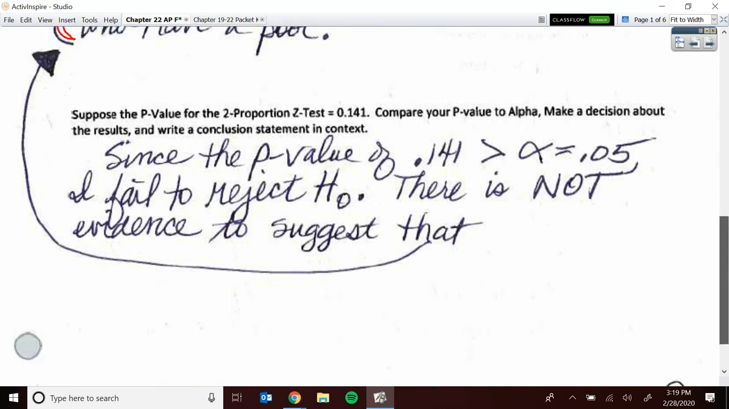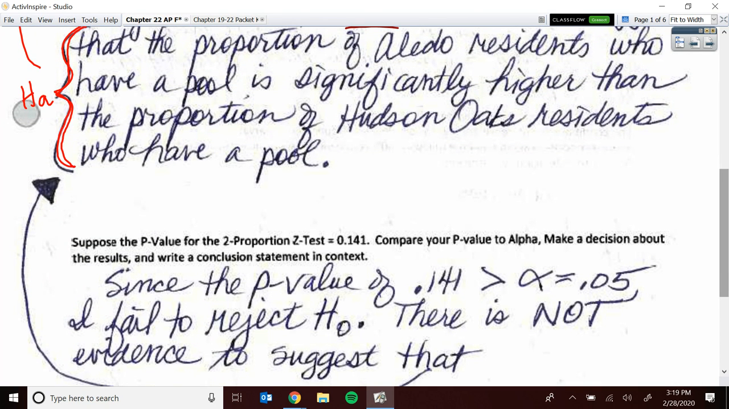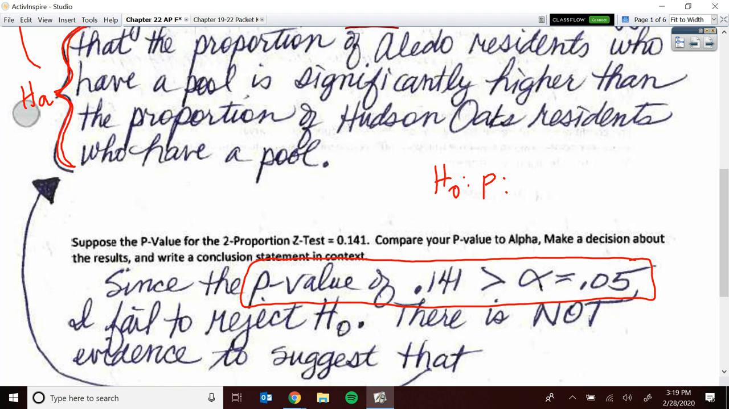All right, the second one, I changed the p-value so that it was actually greater than alpha. So since the p-value is greater than alpha, then you do not reject the null. And so if you do not reject the null hypothesis of the Aledo and the Hudson Oaks, so we do not reject this, so it will hold. If this holds, then I don't have evidence of HA. So I'm not saying the null is true, I'm just saying I don't have evidence to reject it.